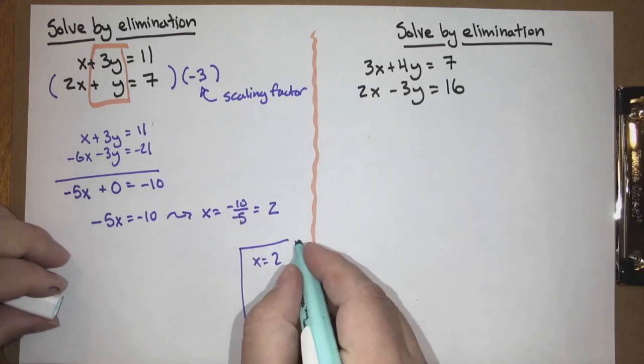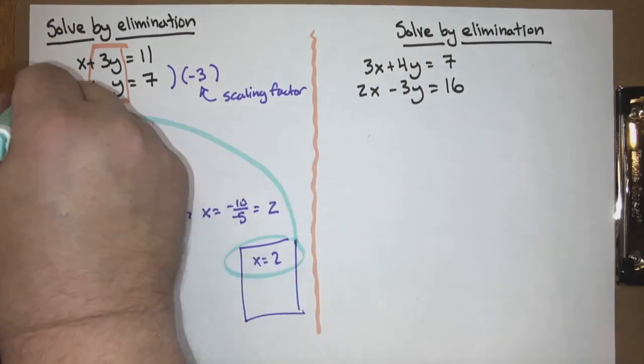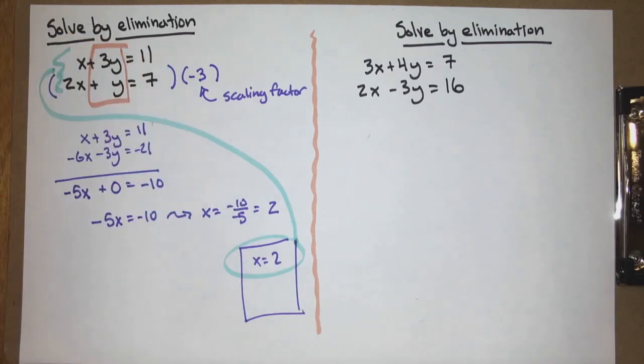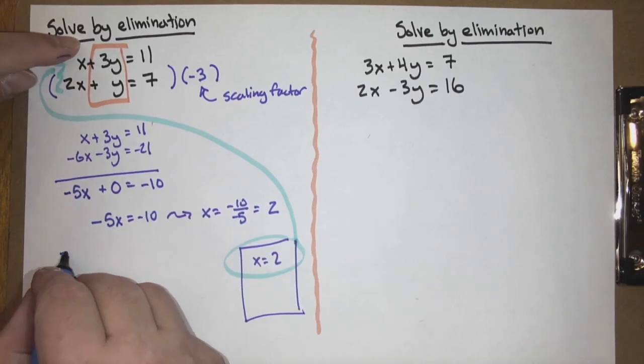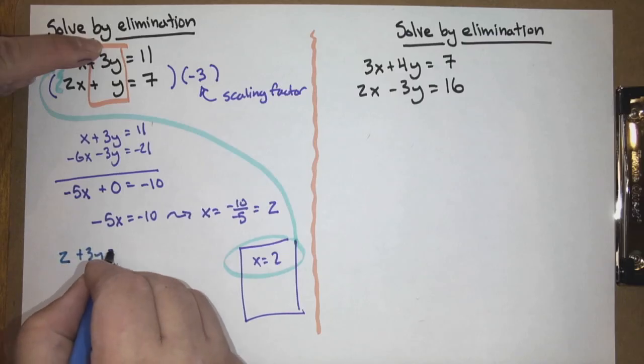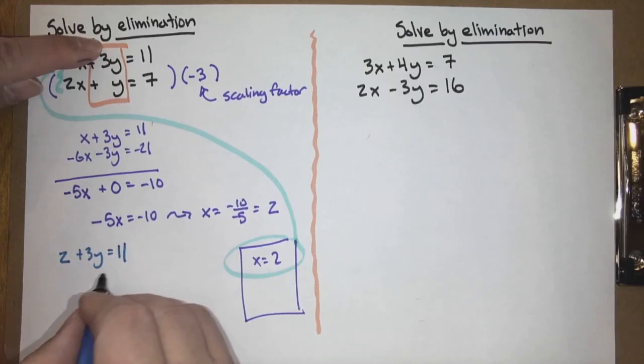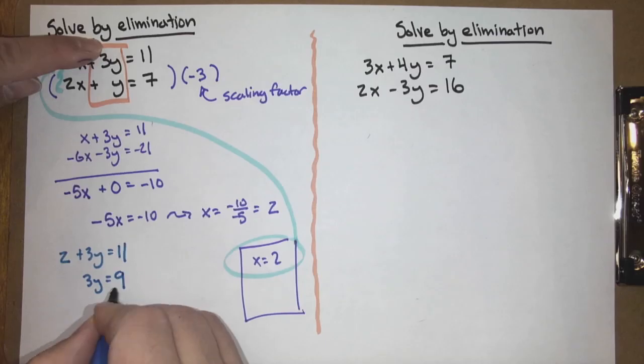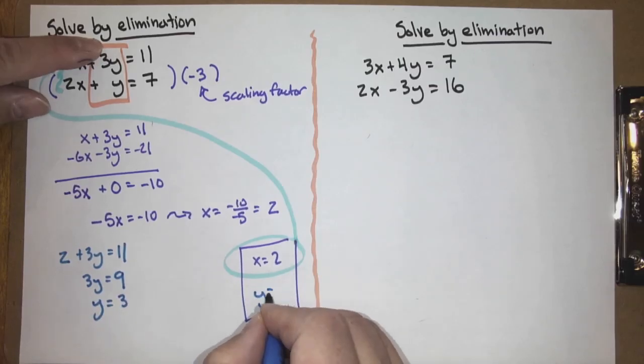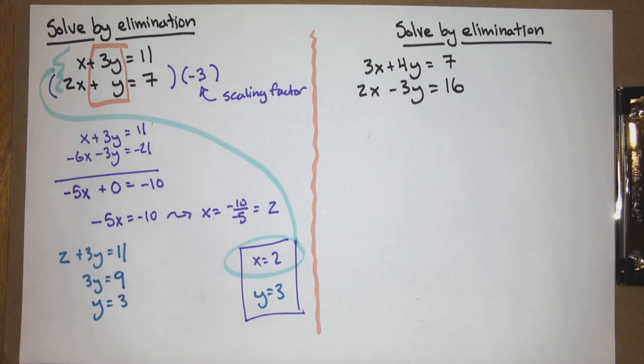Well, now that we know x, we come back and we just pick one of the first equations. It doesn't matter which equation, and we solve for y. Do you want to use the first or the second equation? And again, it doesn't matter. We just have to pick one. First equation. If we plug it into the first equation, we get 2 plus 3y equals 11, or subtracting 2, 3y equals 9, or divide by 3, y equals 3. So we get our solution, x equals 2, y equals 3.